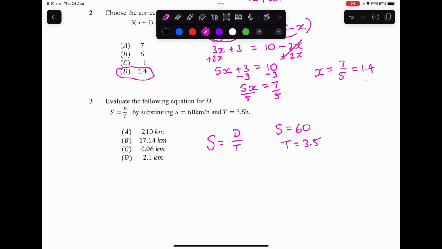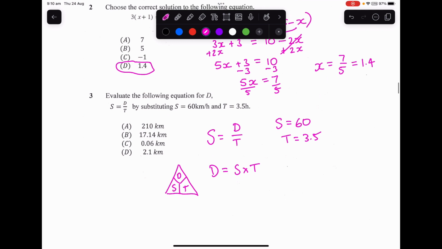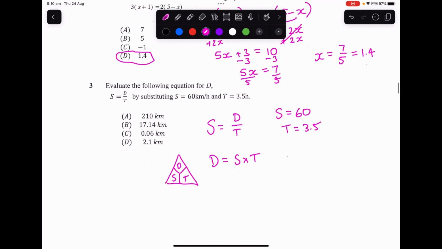So there's a couple of different ways you can do this. You can just substitute them into the equation that they've given you there, or if you know your little triangle here for distance, speed and time, you could also just rearrange it for D. We know that if you do distance, you're going to do speed times time. So I'll do both solutions for you, and you can choose which method would work better for you.